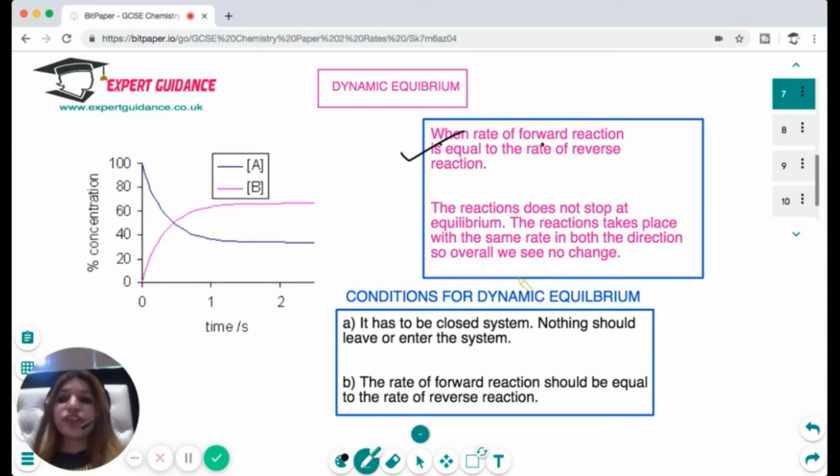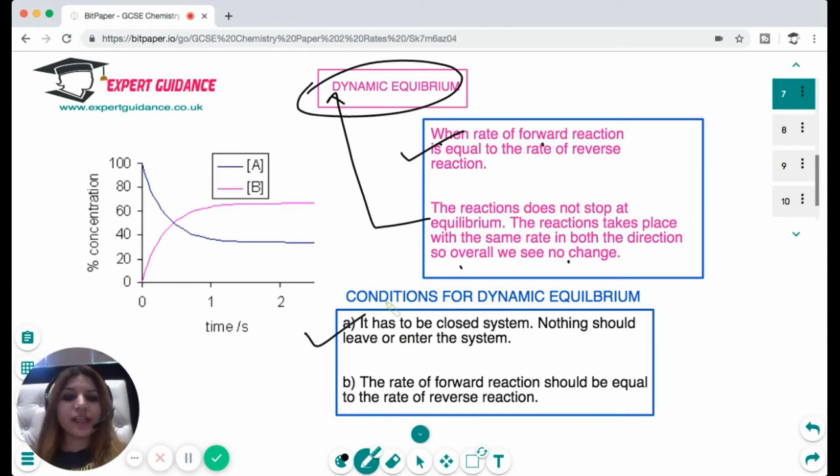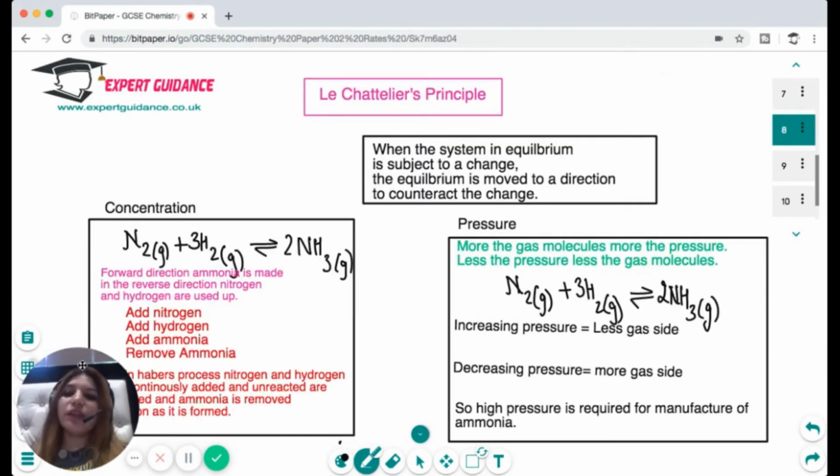Now, most of the students think that as the concentration doesn't change at equilibrium, the reaction stops at equilibrium. But this is not true. The equilibrium is dynamic. What is dynamic equilibrium? It means that the reaction does not stop at equilibrium. The reaction takes place with the same rate in both directions. So overall, we see no change. And for the dynamic equilibrium to set up, it has to be a closed system. So nothing should leave or enter the system, and the rate of forward reaction should be equal to the rate of reverse reaction. Okay, so I hope the definition of equilibrium is clear to you.